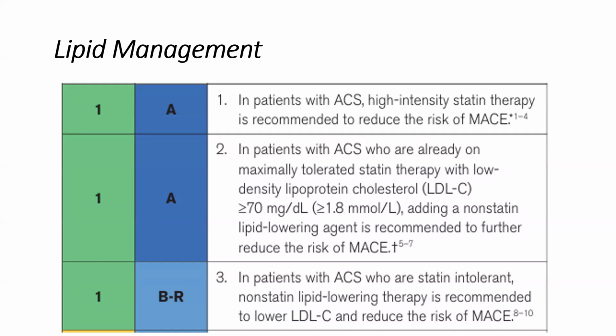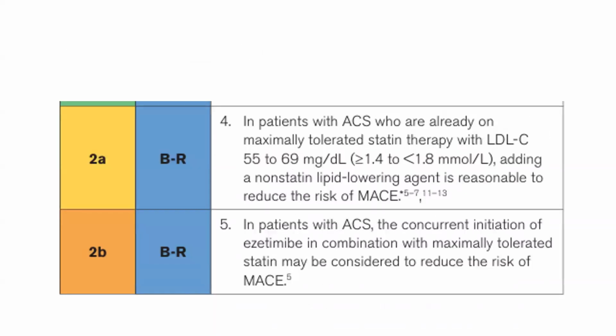If the patient is statin intolerant, then we should treat with non-statin lipid lowering therapy. If the patient is already on the maximum dose of statin therapy and we have checked the LDL level and it is between 55 and 69, then we should go for non-statin lipid lowering therapy, because the target of LDL is less than 55. In patients with ACS, the concurrent initiation of ezetimibe in combination with maximally tolerated statin may be considered to reduce the risk of MACE.